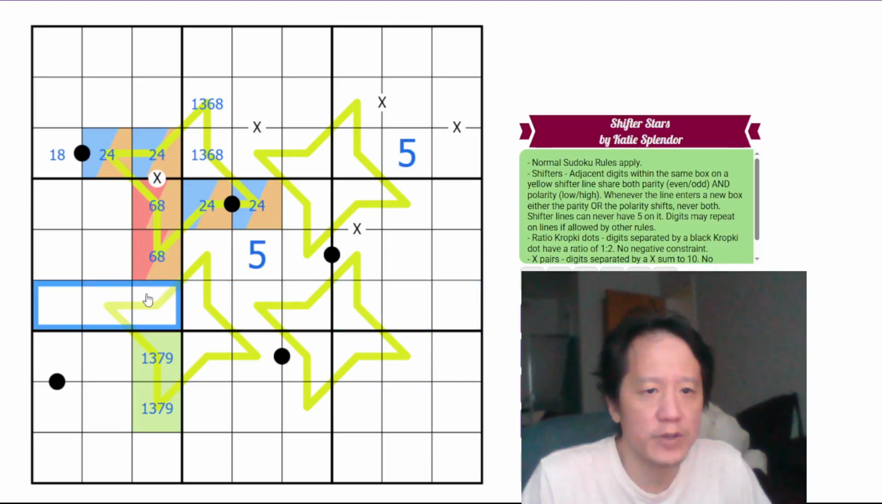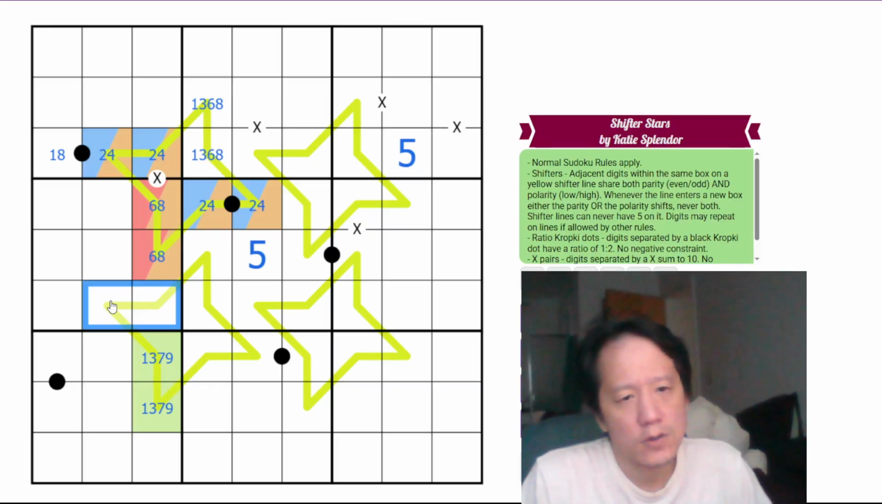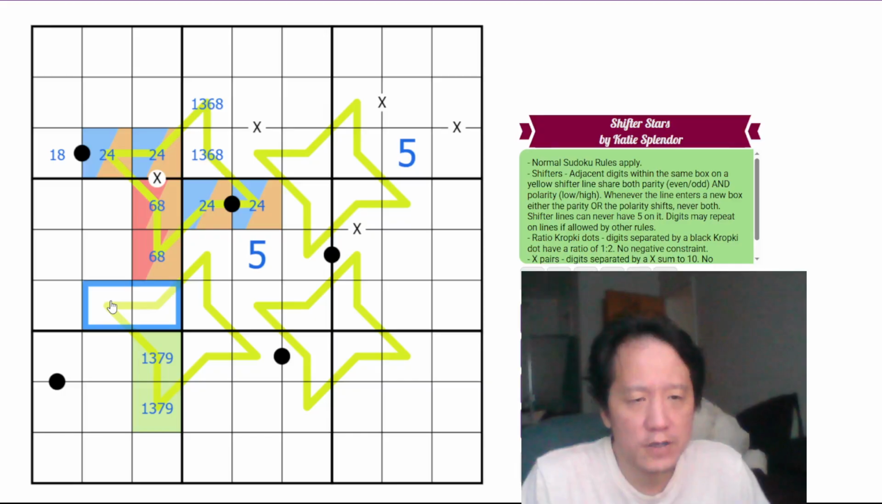These cannot be high, even, but it could be odd.